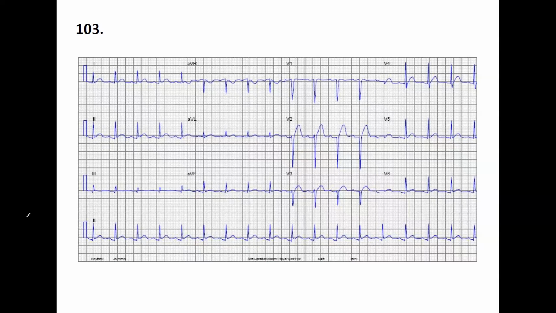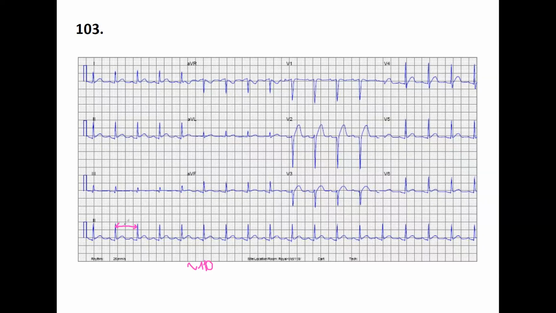So we said that we start with whether it's rhythmic or not, right? So it is regular. We see constant gaps between the R waves. If we count the blocks, it's almost 3 blocks, a little bit less than 3 blocks. It means the heart rate is around 110, 120, which makes it tachycardic.